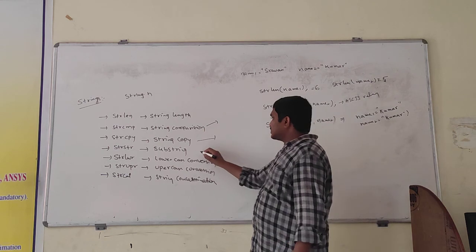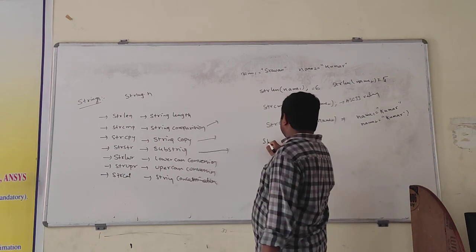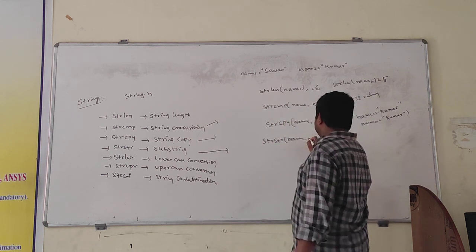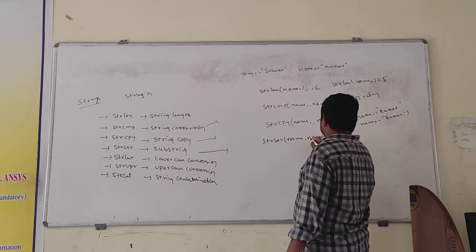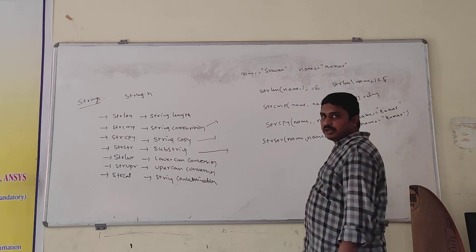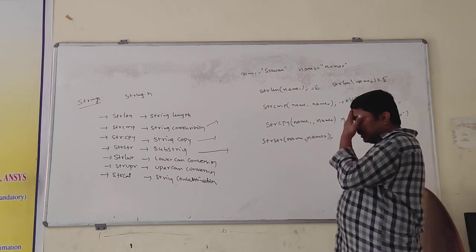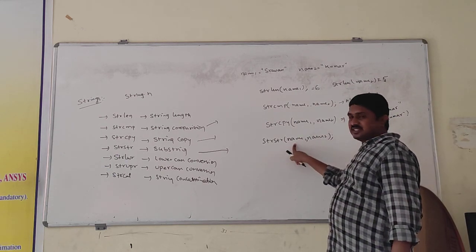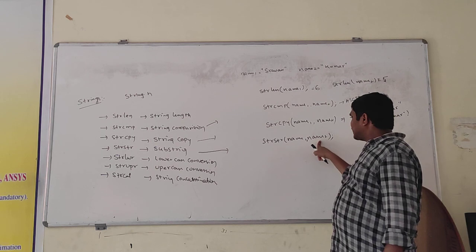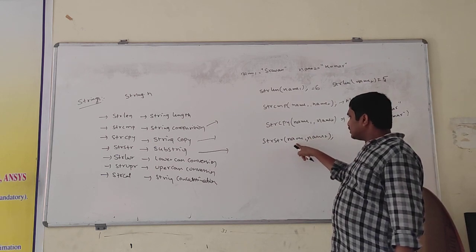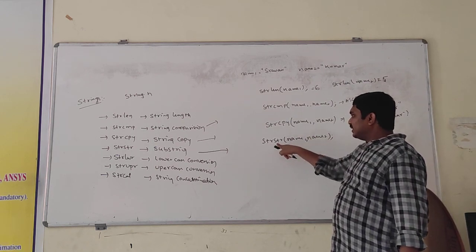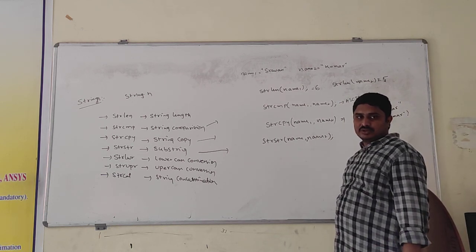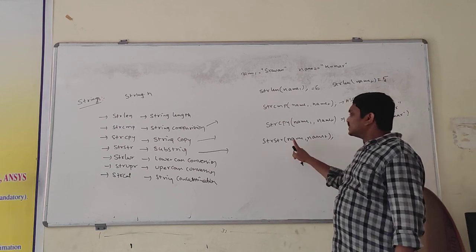Next, substring. strstr of name 1 comma name 2. In the substring, it searches the second string in the first string. Okay. If the second string is present in string 1, then it returns 1. Otherwise, it returns 0. That means it searches for the substring.